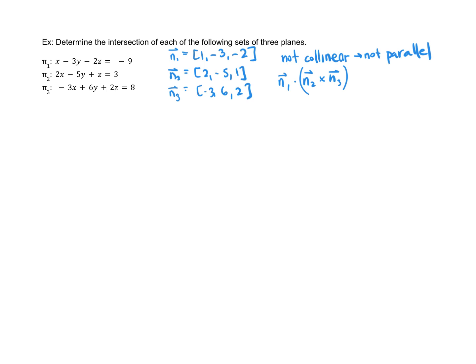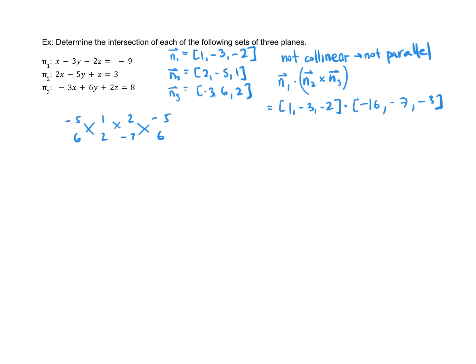So I'm going to do the cross product between the second and the third normal. And I'll just write that out on the side here. So -5, 1, 2, -5, 6, 2, -3, 6. So -10 minus 6. Well, actually, I'll write my first normal. Dot. Okay, -10 minus 6 is -16. -3 minus 4 is -7.